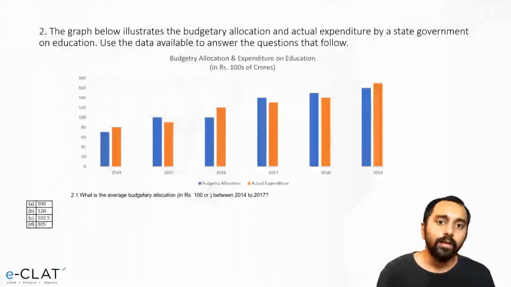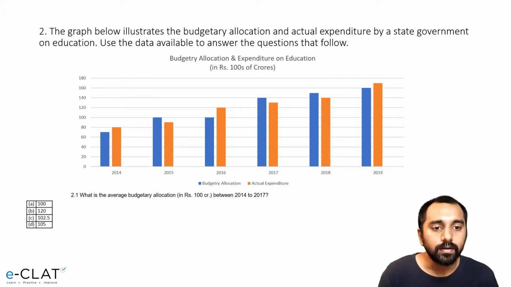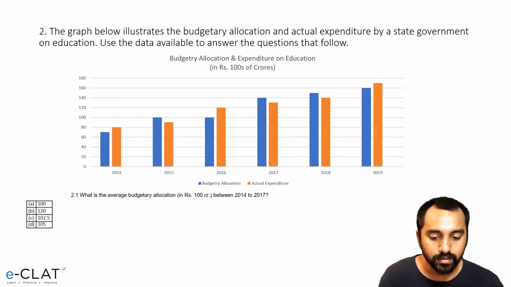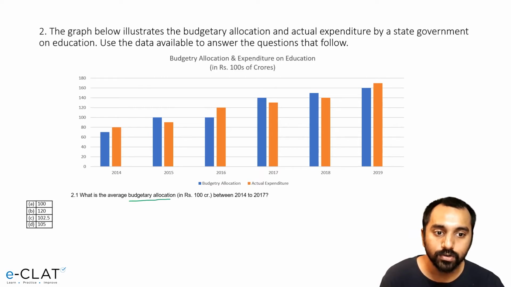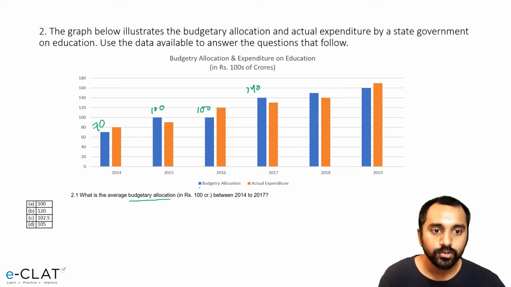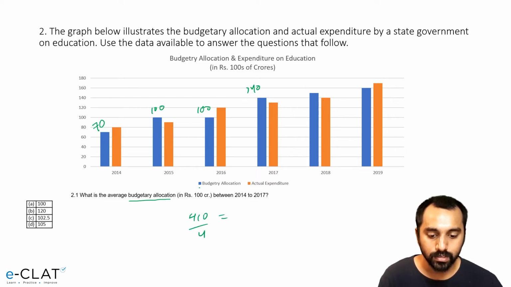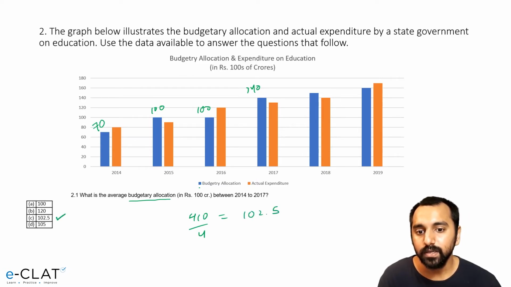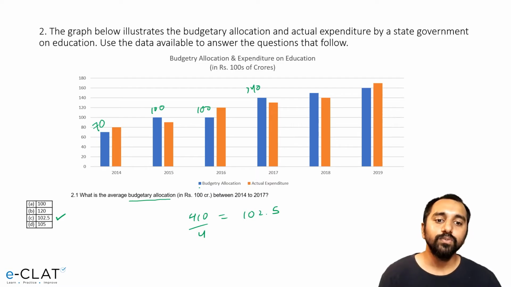Now let's also understand how we can do the questions which require the use of graphs. This is a very simple one. We just have to find the average. So this average is between 2014 to 2017 of what? Budgetary allocation. That means this blue box. So I just need to add these four values and divide by 4. So it will be 410 upon 4, which is 102.5. So that means C is the right answer. So this was a very simple thing.